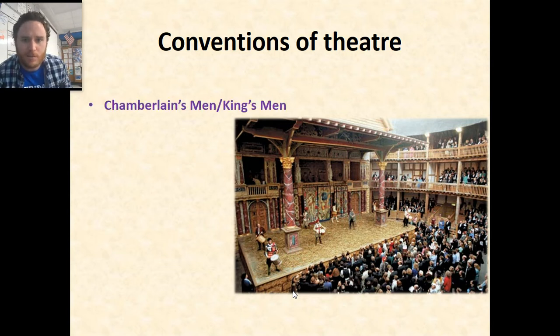So the Chamberlain's Men, the King's Men, this was the group that was commissioned to be in Shakespeare's plays. And he had like a core group of people that acted in many of his plays.